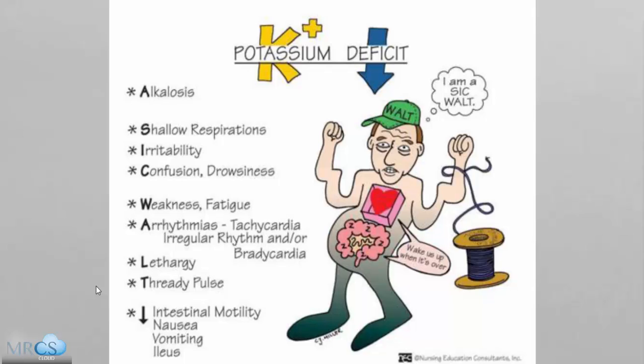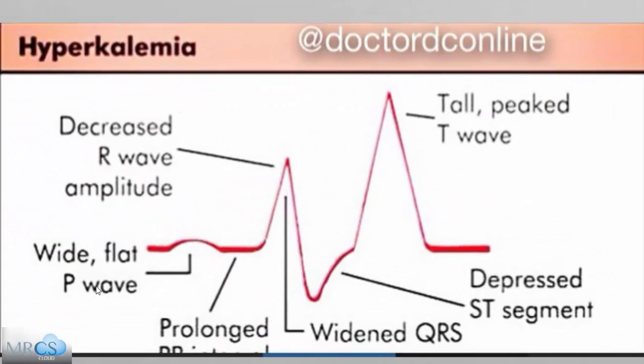The other thing which is more important than symptoms is the ECG. The ECG changes in hyperkalemia or hypokalemia are more important than symptoms. In hyperkalemia, the heart will have a characteristic ECG, which is mainly prolonged PR interval, widened QRS complex, depressed ST segment, and tall peaked T waves. The two most important are widened QRS and tall peaked T waves, the two characteristics of hyperkalemia.